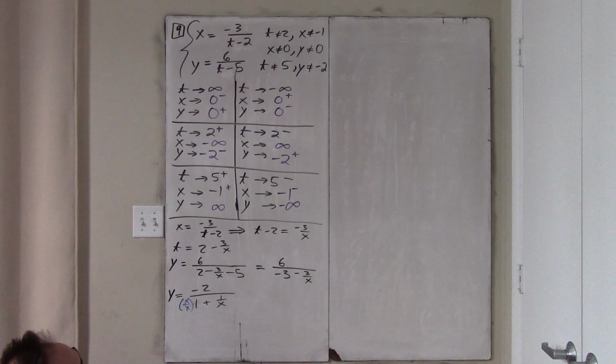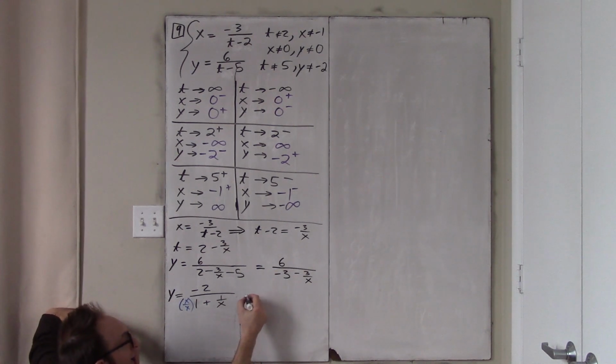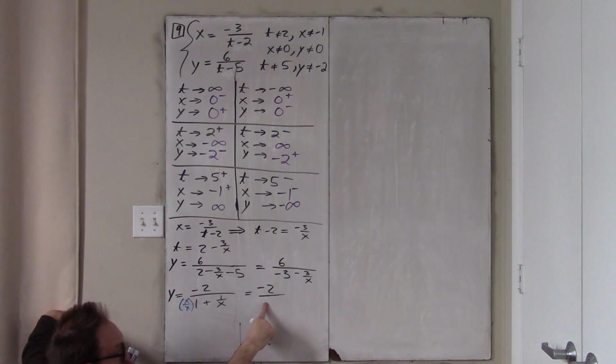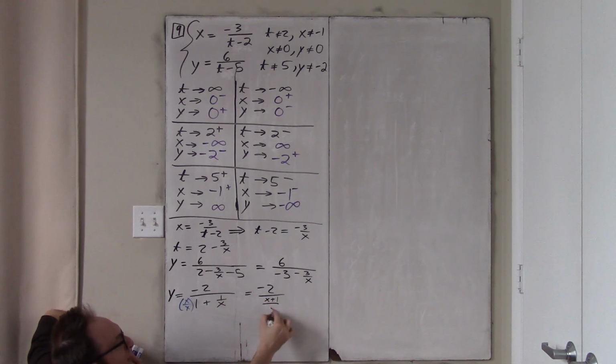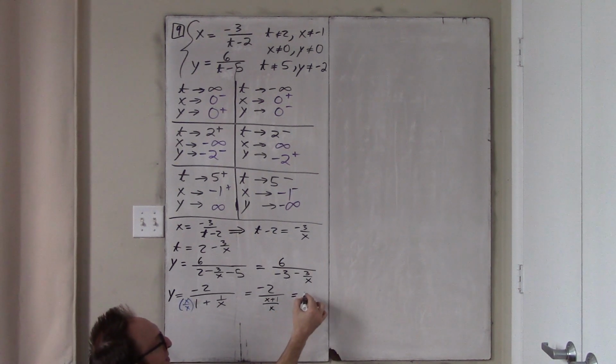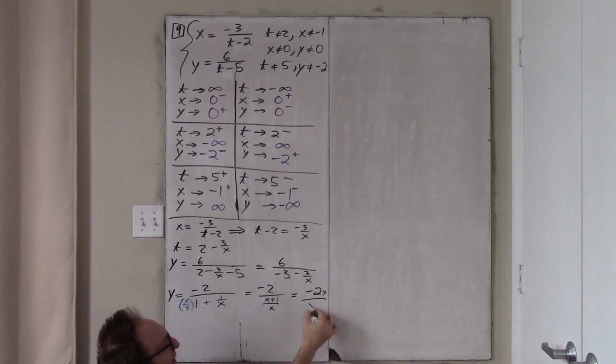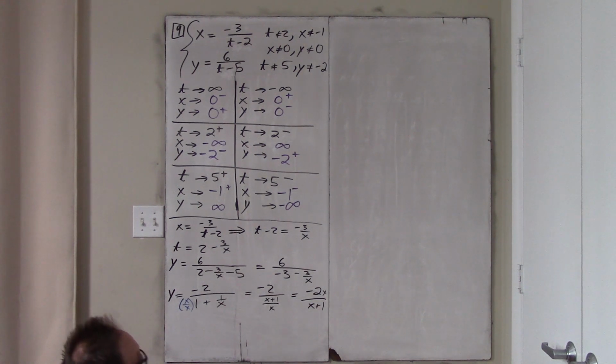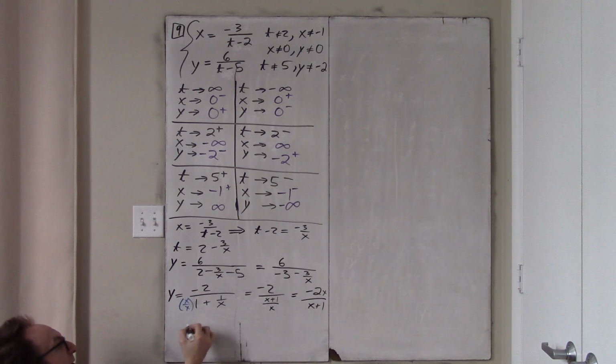So think of that 1 as x over x. And so this is really like negative 2 over x plus 1 over x, which is really negative 2x over x plus 1. And alright, that's pretty good, but that's a rational function, so I'm going to do polynomial long division. Negative 2x divided by x plus 1 goes in negative 2 times, and that's negative 2x minus 2. When you subtract that, you get 2.